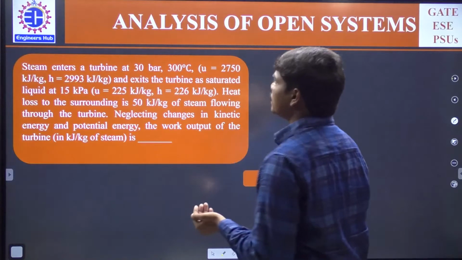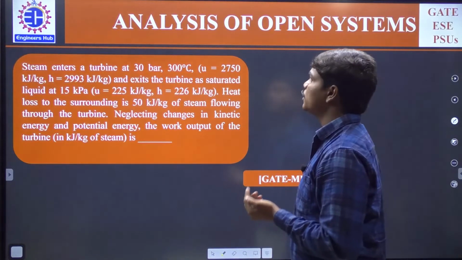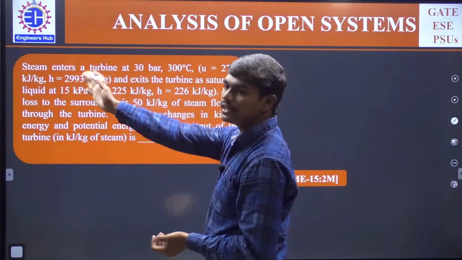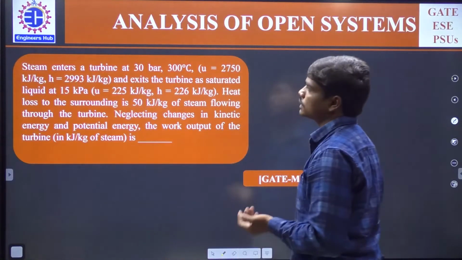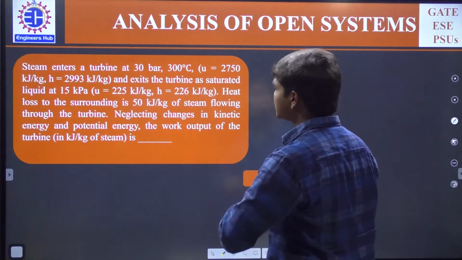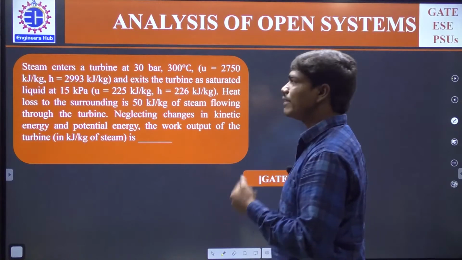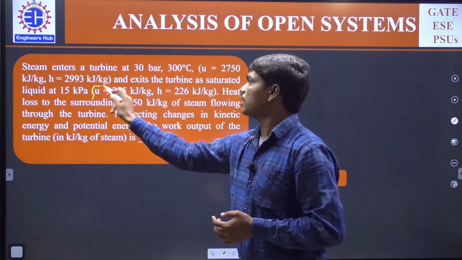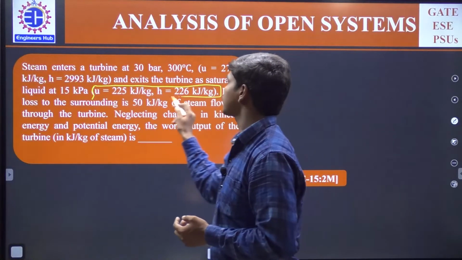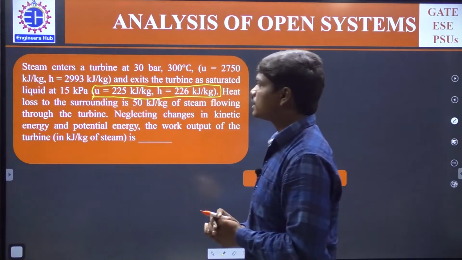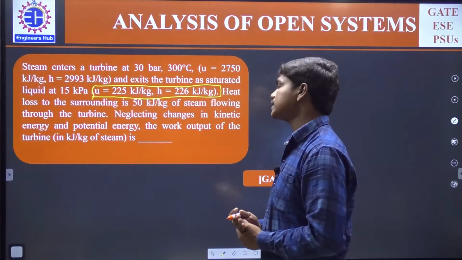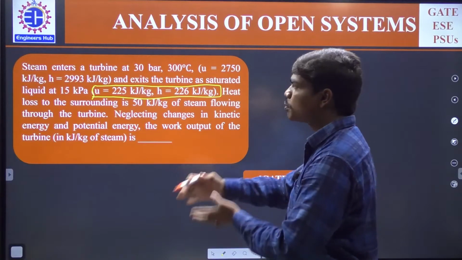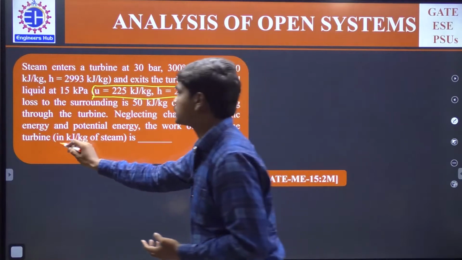Steam enters a turbine at 30 bar and 300 degrees centigrade. U is 2750 and H is 2993 kilojoules for 1 kg of steam. See what a huge enthalpy it's having. And it exits the turbine as saturated liquid. We'll see what a saturated liquid is, but our main interest at this point of time is the U and H values. Heat lost to the surroundings is 50 kilojoule per kg of steam flowing through the turbine. Neglecting changes in kinetic and potential energies, find the work output of the turbine in kilojoules per kg of steam.